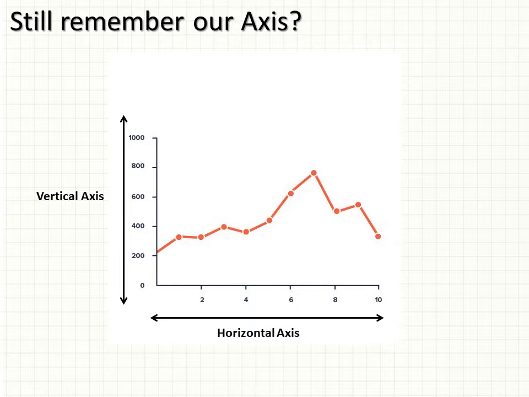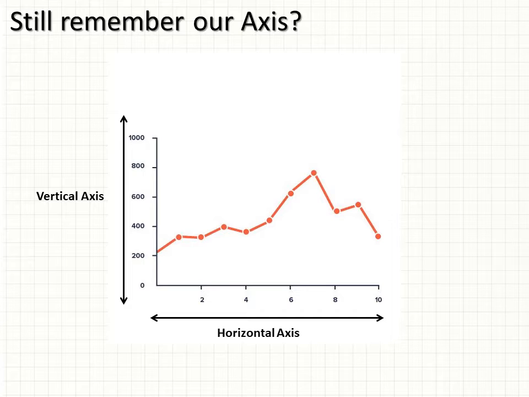What we want to try to do is to change this vertical axis and then see what the implication will be on our graph. Our horizontal axis is going to be the same, but we'll change the vertical axis. Remember, we are not changing the information. We're only changing the scale of our vertical axis.